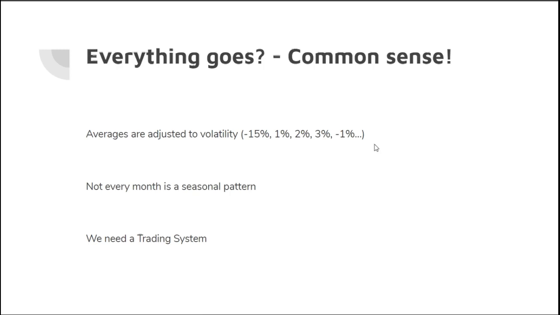Let's imagine a time series like this: minus 15%, 1%, 2%, 3%, and minus 1%. Three out of five months, that means 60% of the months are bullish, but the total average will be negative. So not every month is a seasonal pattern when we are talking about long-term seasonal strategies. We are going to need a trading system that helps us to define risks, maybe to make some better entries based on these time spans, and we can even filter that according to the trend.